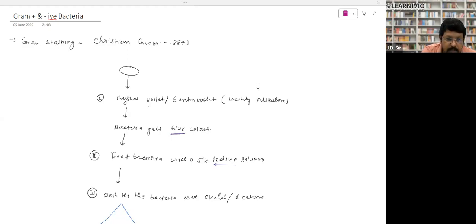Then they are treated with 0.5% iodine solution, followed by washing with water and absolute alcohol or acetone. Full stop.